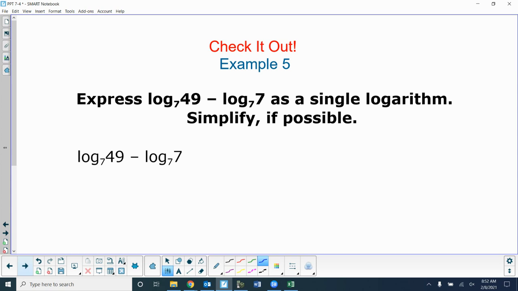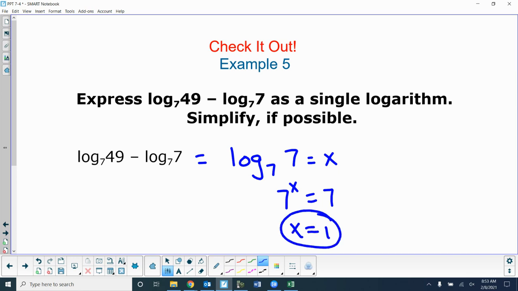What do I do with the 49 and the 7? Divide, right? So this is log base 7 of 7. Right? 49 divided by that 7 is 7. Remember, we think of it like this. So 7 to what power is 7? First power, right? So X would be 1 for that problem. Or the answer is 1 for that problem.